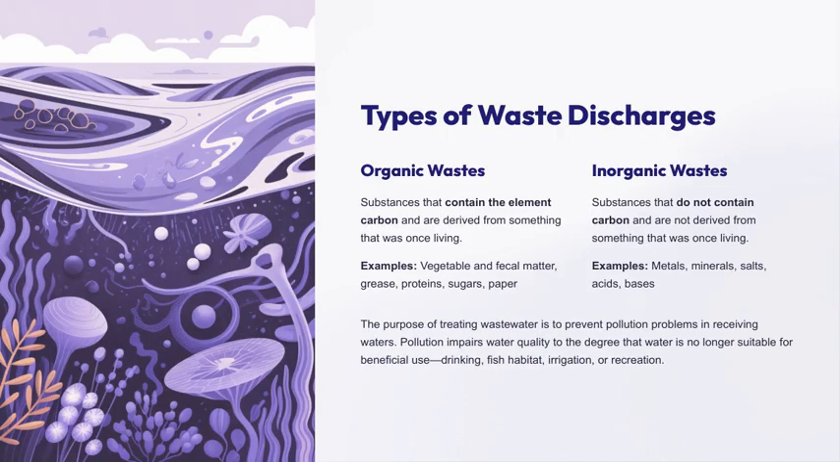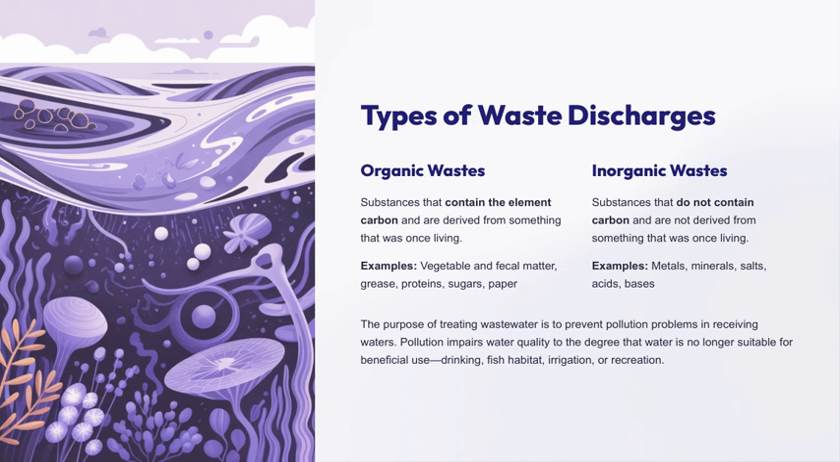Let's take a closer look at the different types of waste discharges. First, we have organic wastes, which are substances that contain carbon and come from something that was once living. Think of things like vegetable and fecal matter, grease, proteins, sugars, and even paper. These are all examples of organic waste because they originate from biological material. On the other hand, we have inorganic wastes. These substances do not contain carbon and are not derived from living things. Examples include metals, minerals, salts, acids, and bases. They are typically inorganic in nature and come from different industrial or natural sources.